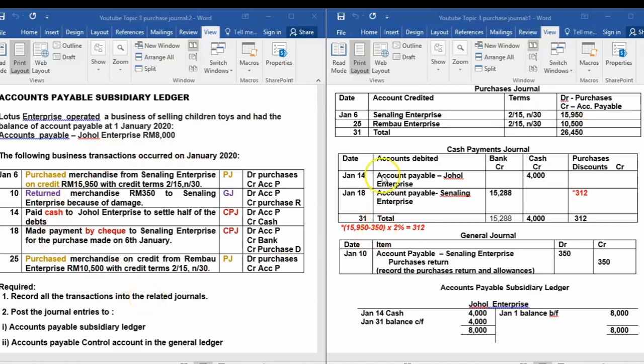Now we have finished recording all the transactions. So we have to close the purchase journal at the end of January, 31st of January, and the cash payment journal at the end of the month, 31st January. Now we have to post to the general ledger and subsidiary ledger. So we look at the account payable subsidiary ledger.